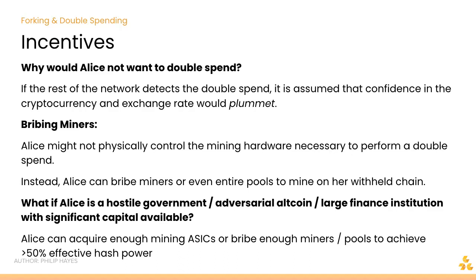But what if Alice is a hostile government, adversarial altcoin, or large financial institution with significant capital available? Then Alice can also acquire enough mining ASICs or bribe miners or pools to achieve that 50% effective hash power. So like I said earlier, this whole entire lecture is very theoretical, and this is actually very, very difficult to do. So this has not really happened in the history of Bitcoin or blockchain quite yet, and I don't think it ever will.